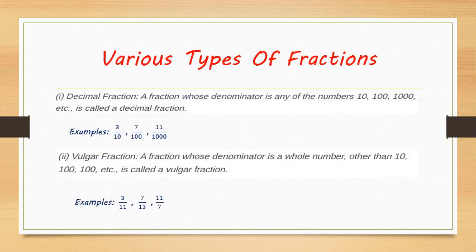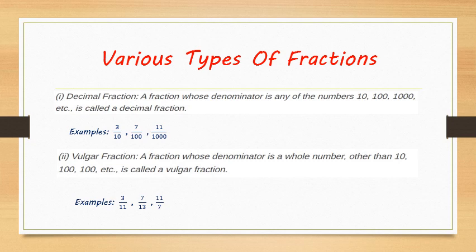Now the various types of fraction. The first we are going to take is the decimal fraction. So let's talk about the decimal fraction. A fraction whose denominator is any of the numbers like 10, 100, 1000, etc. is known as a decimal fraction. Why is it called a decimal fraction? Because when we convert any decimal number into a fraction, for example 0.3 is converted into the fraction 3 upon 10. That's why these are also known as decimal fractions.